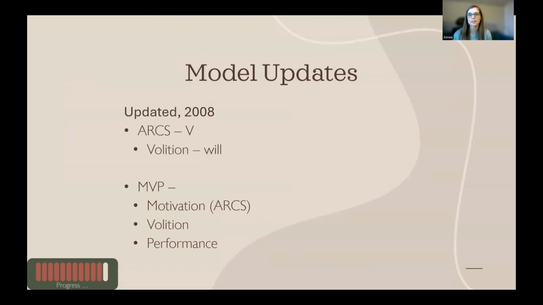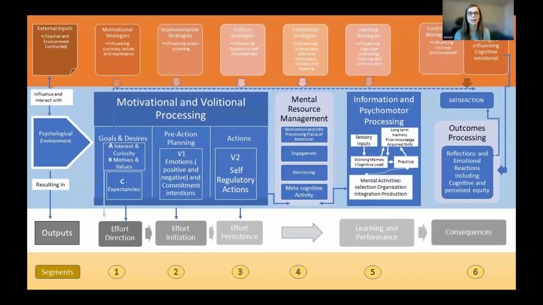The model has been updated. He updated that in 2007 and 2008. He added V for volition, the will of the learner, and then came to the MVP model, which takes motivation, volition, and performance. Now, this last bit is a little complicated, so we're going to look at it for a moment, but we're really mostly looking at ARCS. I just want you to see that this was updated. So this is the updated model, the ARCS MVP.